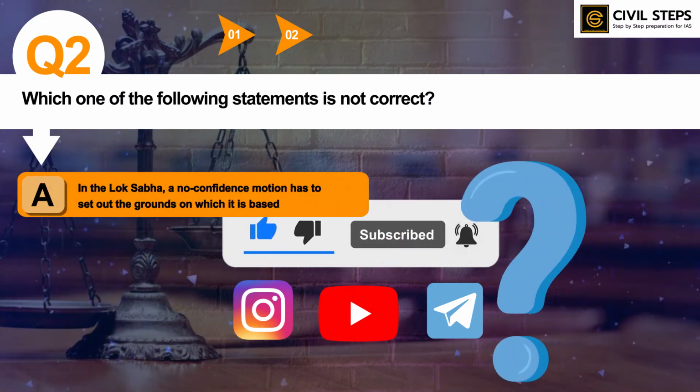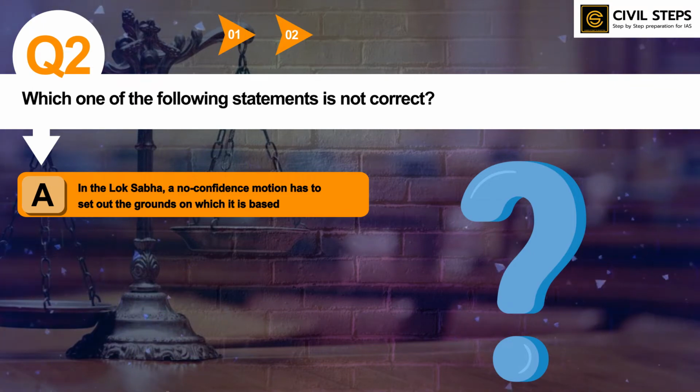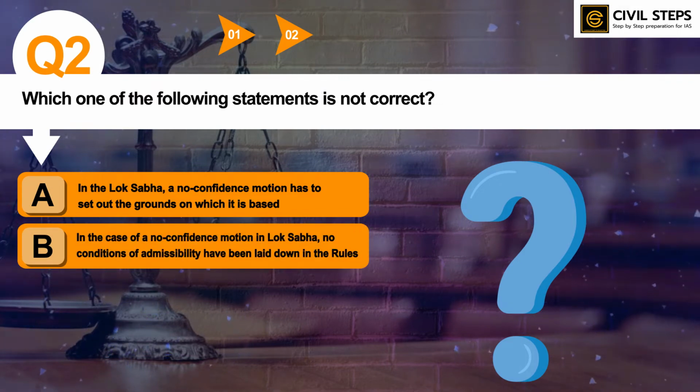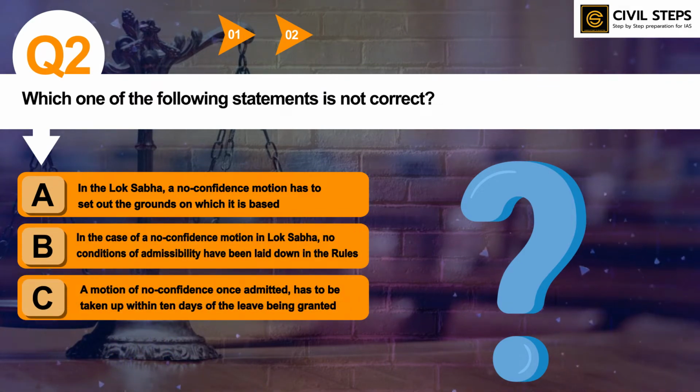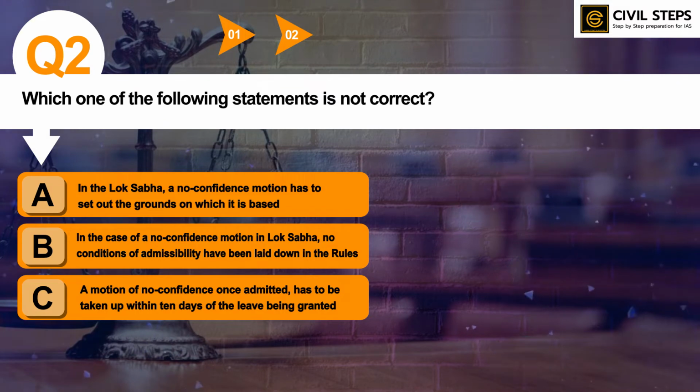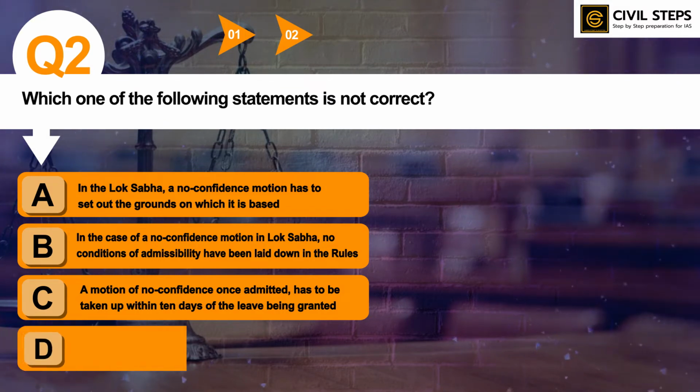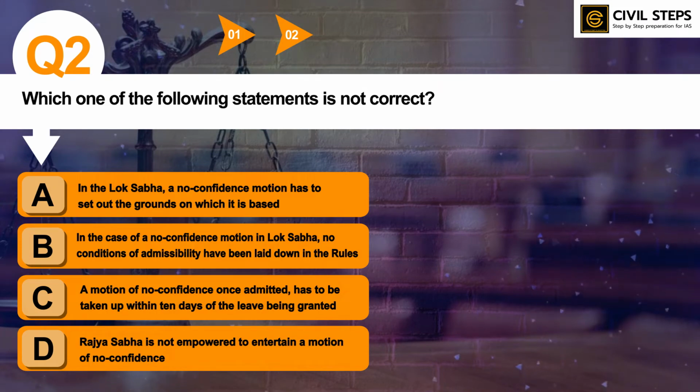Option A, in the Lok Sabha, a no confidence motion has to set out the grounds on which it is based. Second, in the case of a no confidence motion in Lok Sabha, no conditions of admissibility have been laid down in the rules. C, a motion of no confidence once admitted has to be taken up within 10 days of the leave being granted. Fourth, Rajya Sabha is not empowered to entertain a motion of no confidence. So you have to tell which of these statements is not correct. The answer of this question is option A.